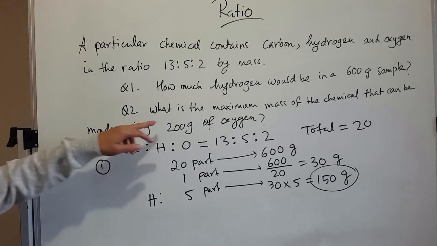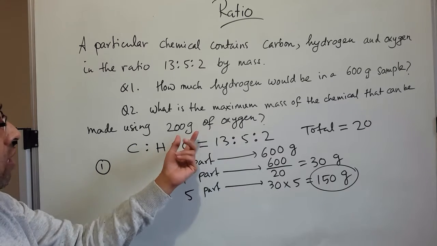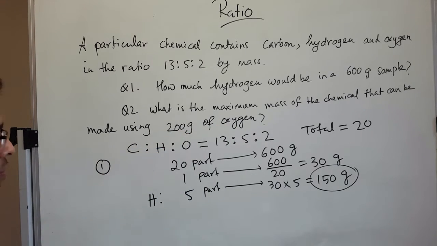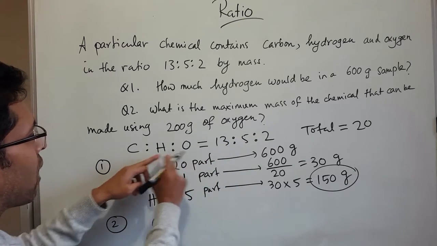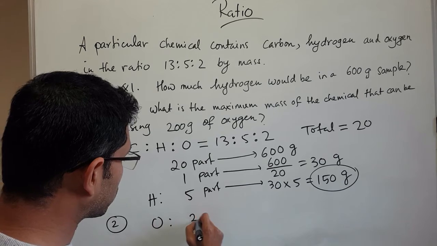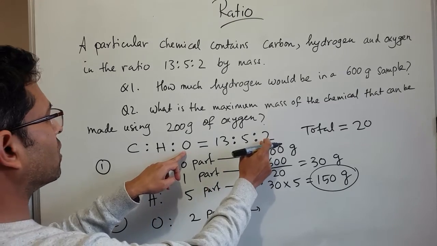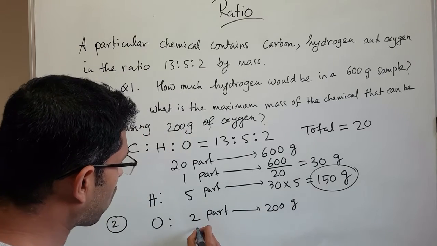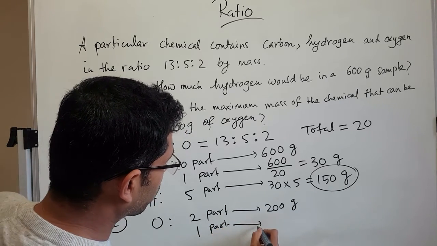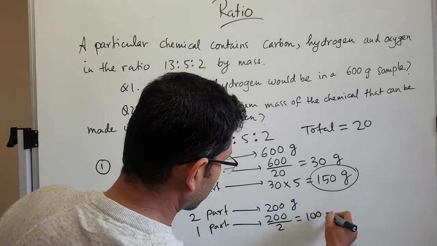And then the second part is asking, what is the maximum mass of the chemical that can be made using 200 gram of oxygen? It means the oxygen is 200 gram. So this is the second answer. Oxygen is 200 gram, and we know that the oxygen part is 2. So 2 parts is equivalent to 200 gram. So how about 1 part? 1 part is equivalent to 200 divided by 2, which is 100 gram.